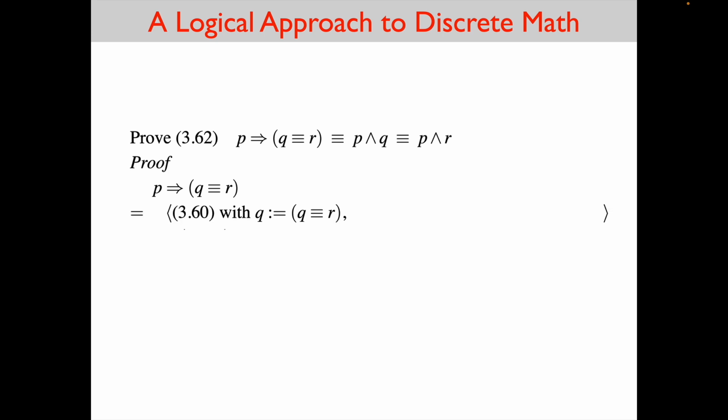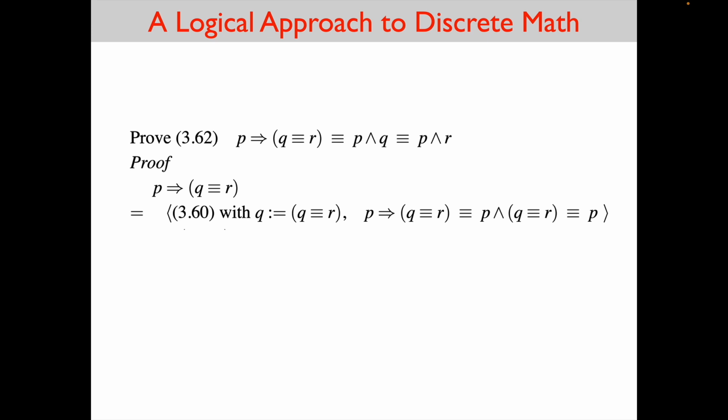So, first step, 3.60, with Q replaced by Q equivales R. Now, you should look up 3.60 now and write down what 3.60 is with Q replaced by open paren Q equivales R close paren. And if you do that, you should have gotten, boom, P implies open paren Q equivales R close paren equivales P and open paren Q equivales R close paren equivales P.